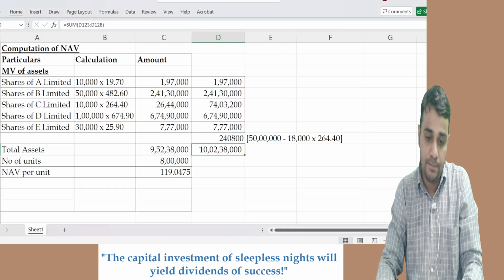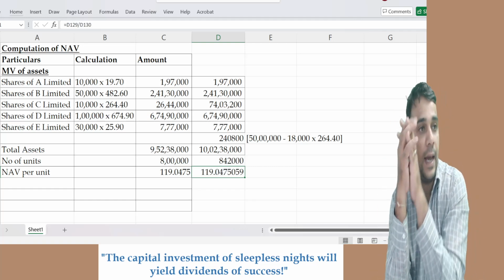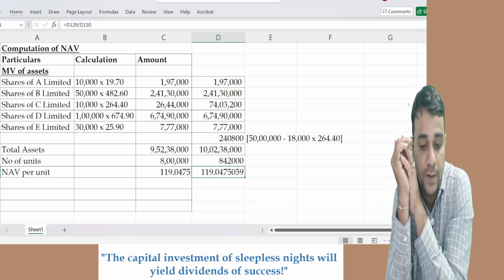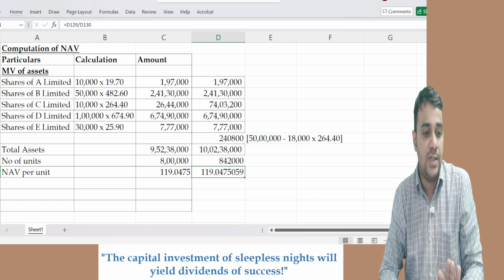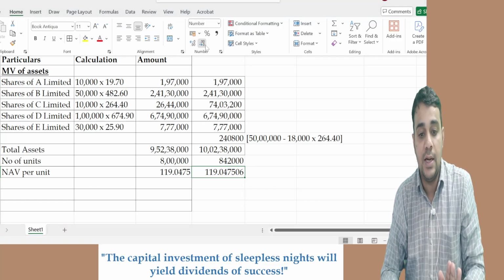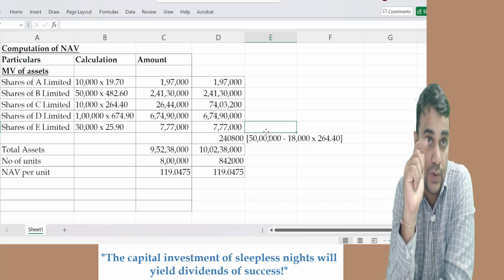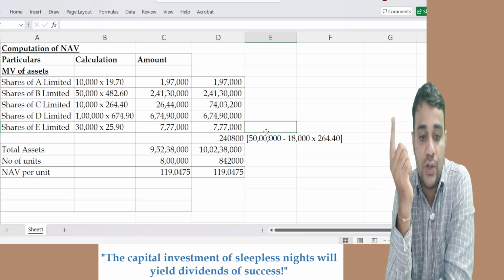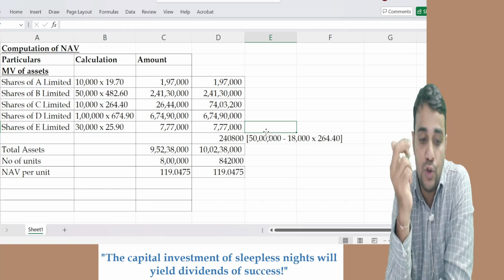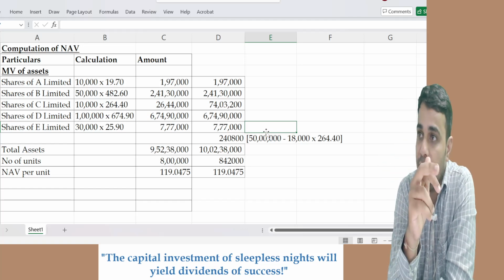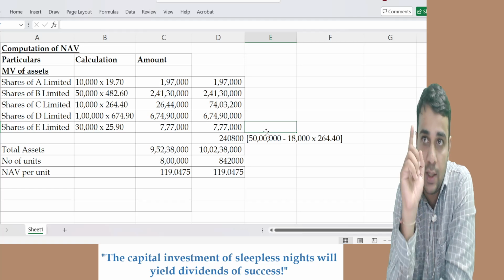So 8 lakh will become the new number, and NAV will remain the same if you do the calculation, 119.0475. You get some small difference, that's more of rounding off. Otherwise, NAV cannot change just because a person came in. When is the NAV going to change? In the next situation where you are changing 19.7, you are changing 482, you are changing 264, you are changing 674, you are changing 25, NAV will change because underlying assets underwent a change. Clear? Any doubts on this?